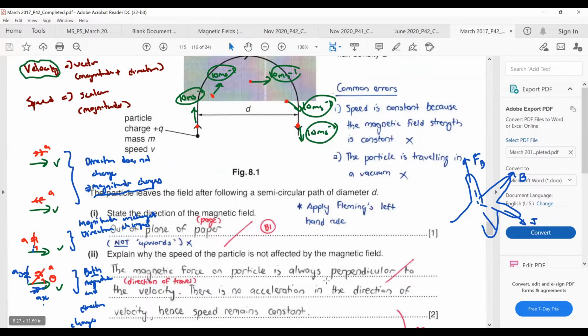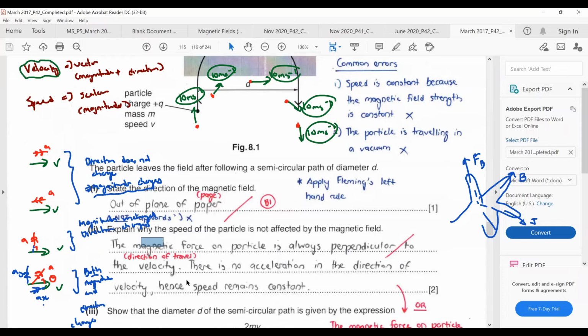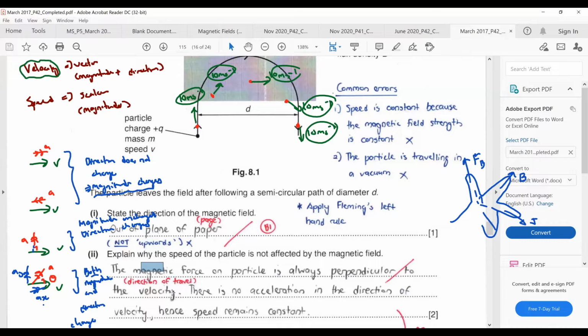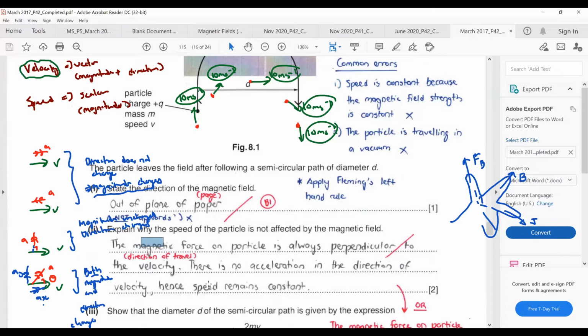So here, your magnetic force on the particle is always perpendicular to the velocity. The magnetic force is the one that causes acceleration, so your acceleration will always be in the direction of your magnetic force. Since your magnetic force is perpendicular to the velocity, your acceleration is also perpendicular to the velocity. There will be no changes in the magnitude, only changes to the direction.